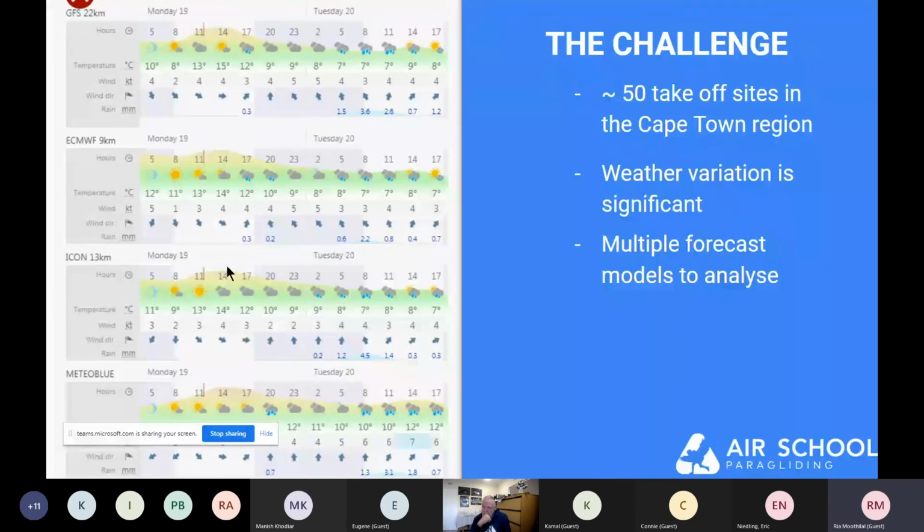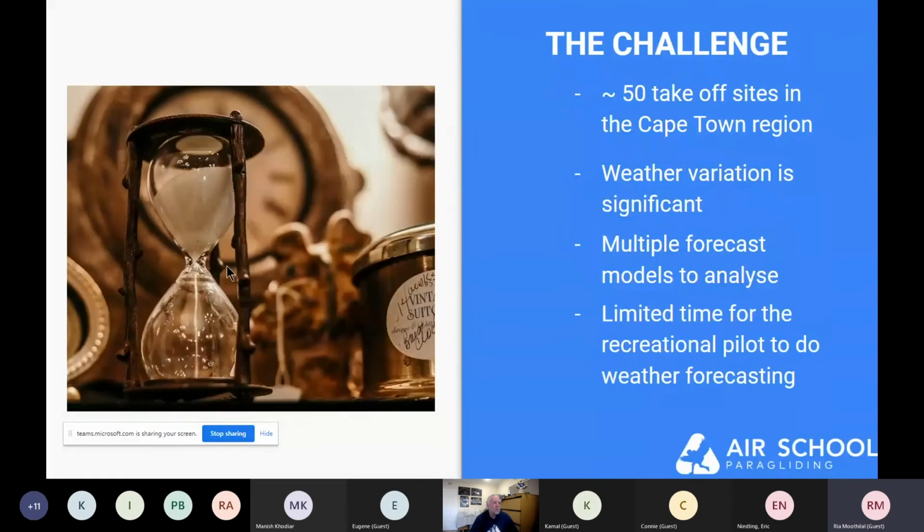And pretty much, you're looking at the various models, because if you're going to drive an hour and a half out to Piketberg to go flying, you want to make sure that there's a very, very good chance that it's going to deliver the flying that you are looking for. And that's even more so when you're an instructor taking students out who are paying you for this. So you really do your best to get the weather forecast right.